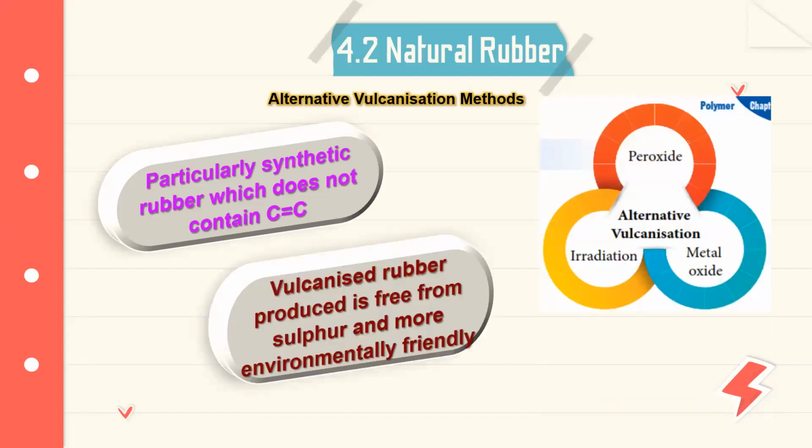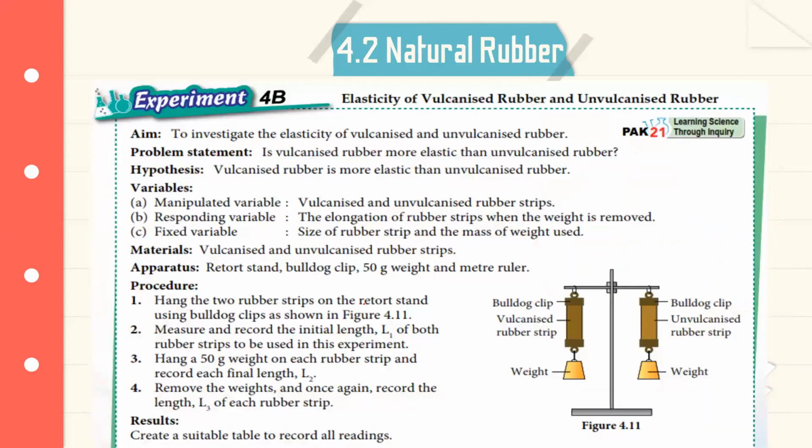If I do not want to vulcanize, what are other ways? You can use the peroxide method, metal oxide method, or irradiation method. Because I want vulcanization, I'm using sulfur. All these other methods are more environmentally friendly. So read up on your own. I don't need to teach you that one. Then I go to the next one.